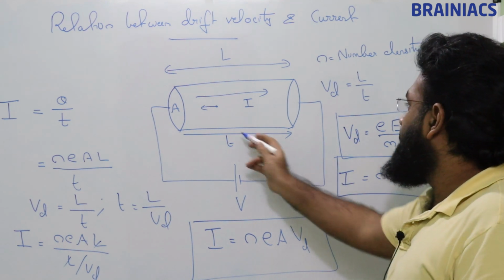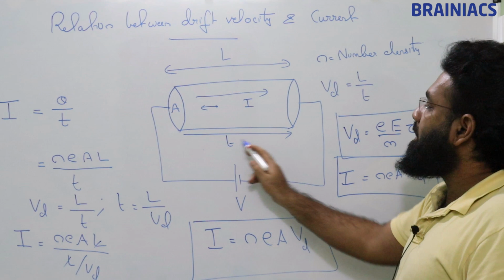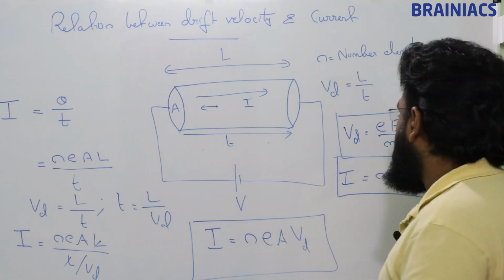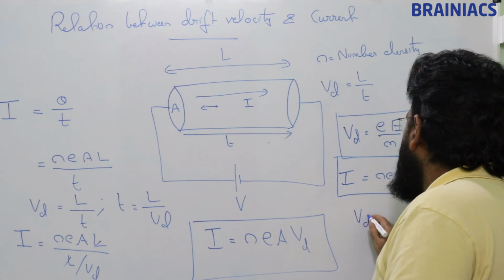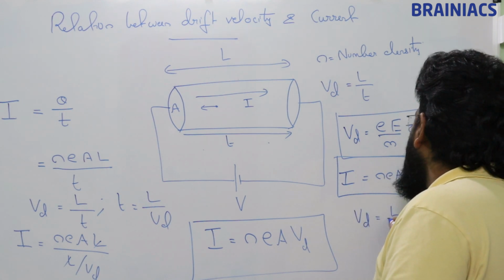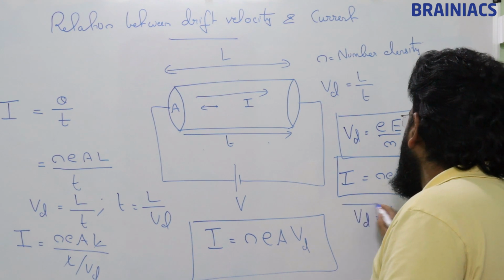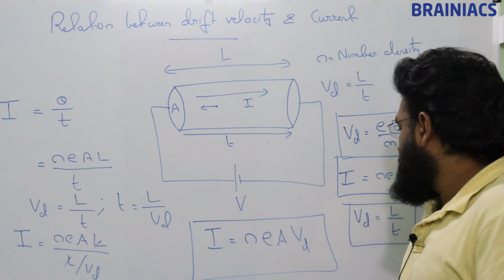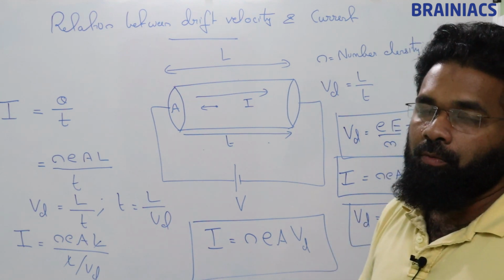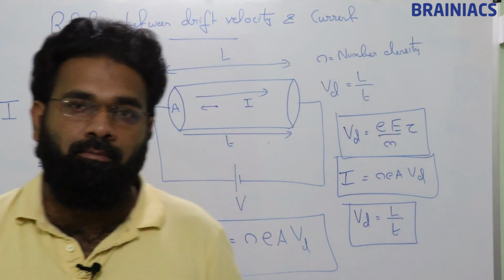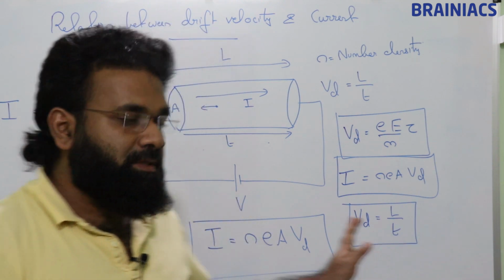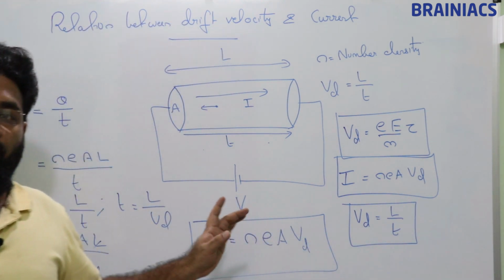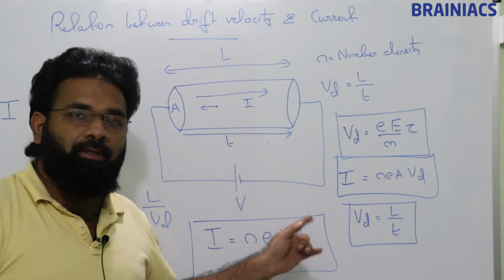At the same time, considering the length and time taken for the particle to reach the other end, we can even write vd is equal to L by t. So if the question data is only this much, we will have to use this formula to find the drift velocity. Now this is the theory regarding drift velocity. Now we will do problems in the next session.